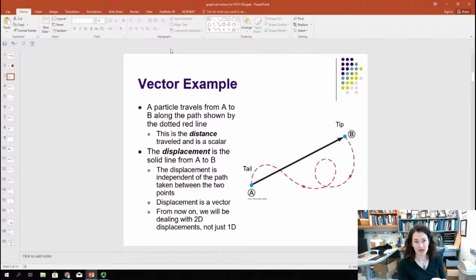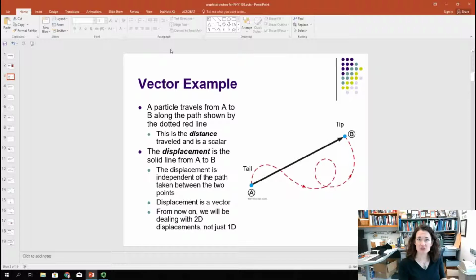Okay? Now, there's a difference between distance and displacement. This was also something that we covered in an earlier lecture. The distance is the scalar quantity. So, for example, let's say that my initial position was point A and my final position was point B, but I took a really roundabout path to get there.